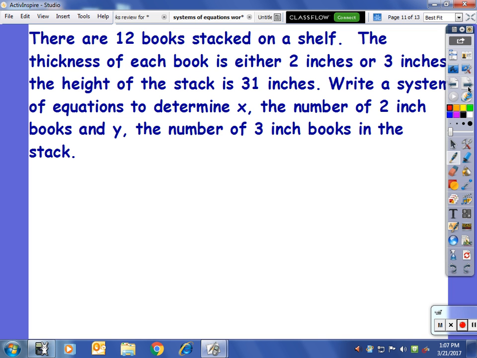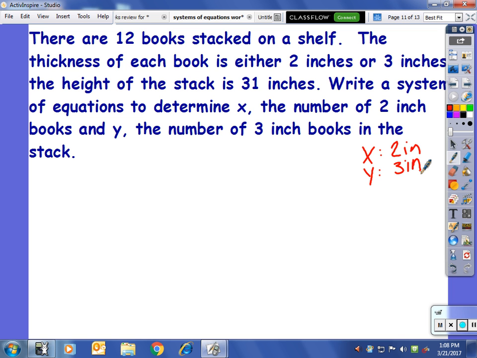Okay? Now read this and see if you can decipher how we're going to pull this apart into two different equations. And when you are doing this problem, I would jot down some notes. There are two different types of books. Some of them are 2 inches high and some of them are 3 inches high. And they tell you specifically what to call them. What do they tell you to call the 2-inch ones? Okay, so I'm going to write that down to the side. And the Y's are the ones that are 3 inches high.